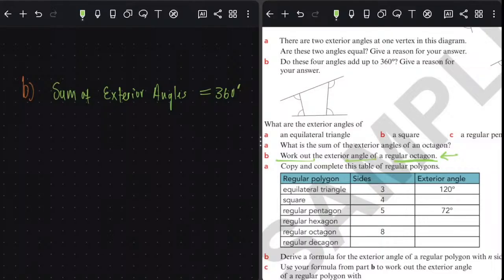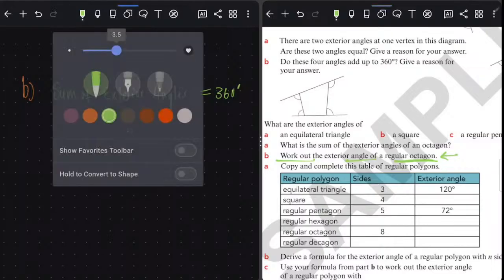How many sides does an octagon have? Yes, how many does it have? 8. So what are you going to do now?